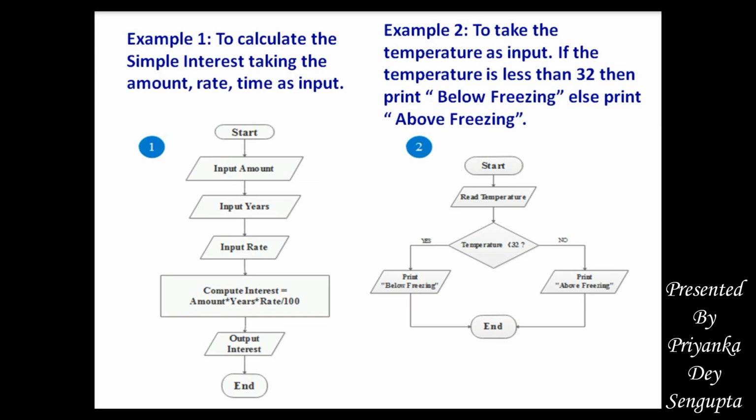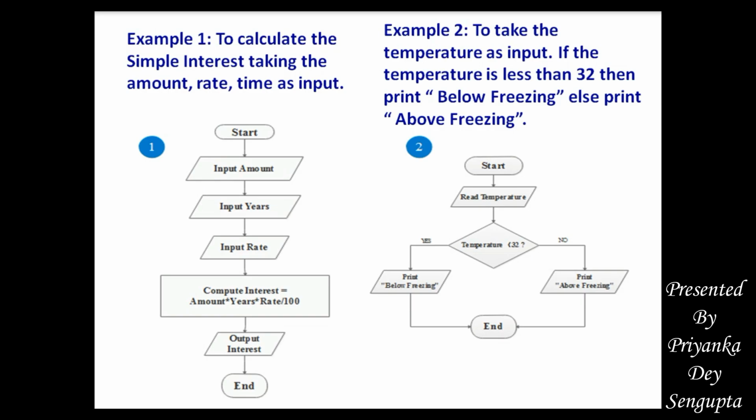See the second example. Here we are inputting the temperature, and if the temperature is less than 32, then we will print below freezing, else we will print above freezing. So here we have an if-else statement. So whenever we have an if-else, we have to take a decision. We will use a rhombus or a diamond, that is known as the decision box.